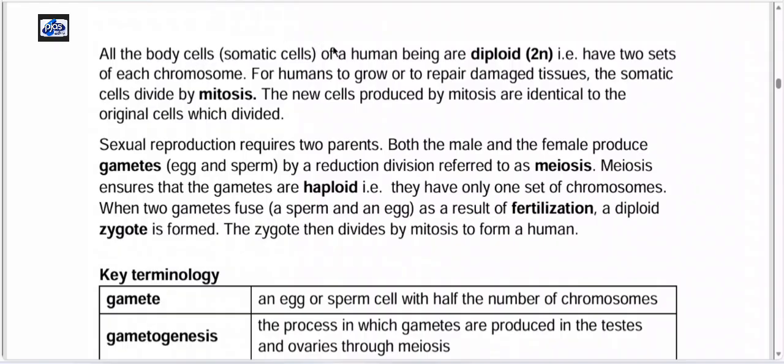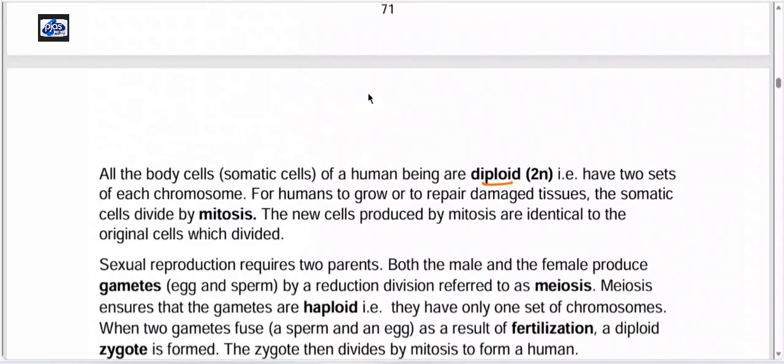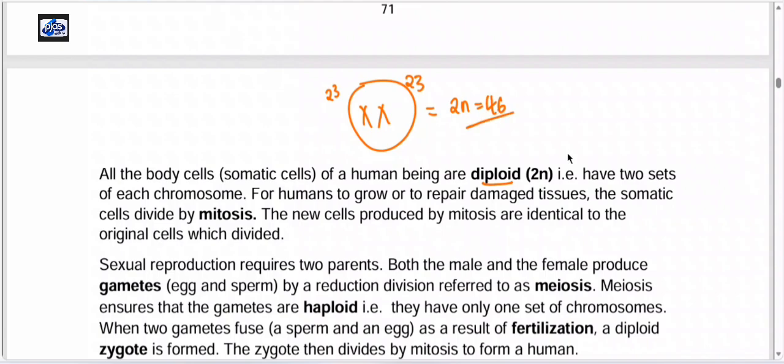All right, so now, good people, we say all the body cells, all the somatic cells of human beings are diploid. Remember that diploid is a cell condition whereby it contains two sets of chromosomes. Here it is just a brief revision of meiosis. So this is diploid again. It represents 2N, containing 46 chromosomes.